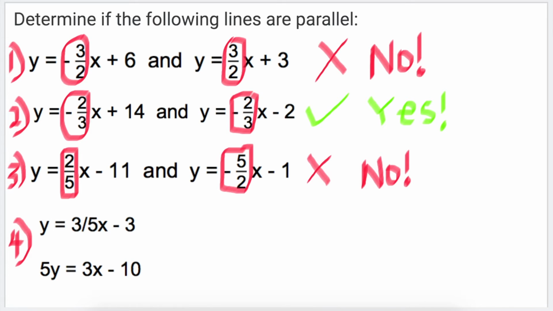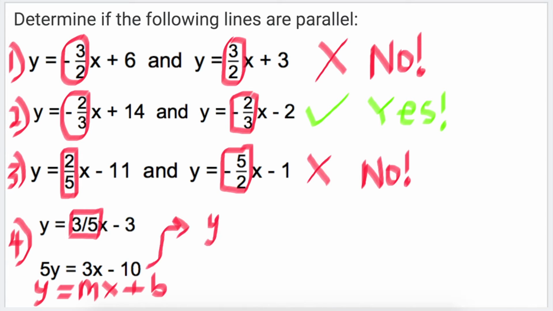That means no, the two lines are not parallel. In question number 4, the first line has a slope of +3/5. For the second line in the fourth example, we cannot quite yet determine the slope because that line is not written in slope-intercept form. In this video series, all the lines we're going to be looking at need to be in slope-intercept form, which is y equals mx plus b. So we need to rewrite that equation to look like that.